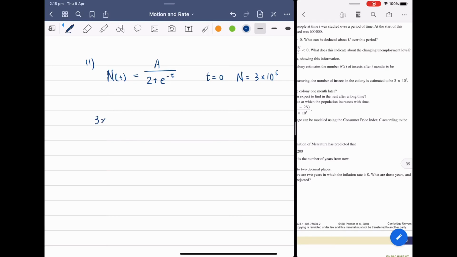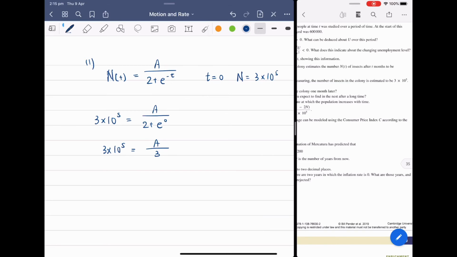So that gives us 3 times 10 to the power of 5 is equal to A over 2 plus e to the power of 0. Remember, you're substituting 0 for t. So that gives you 3 times 10 to the power of 5 is equal to A over 3, since 2 plus 1 is equal to 3.